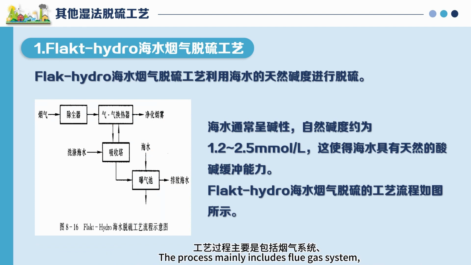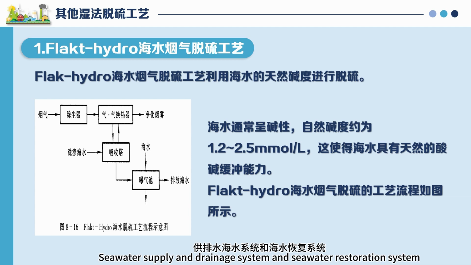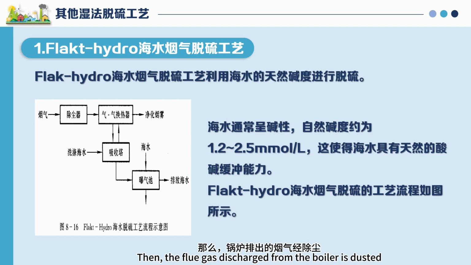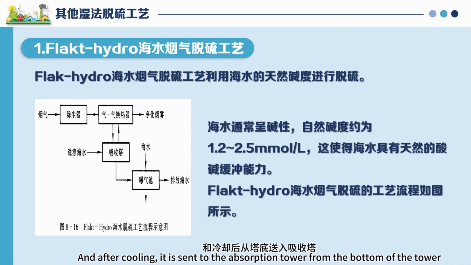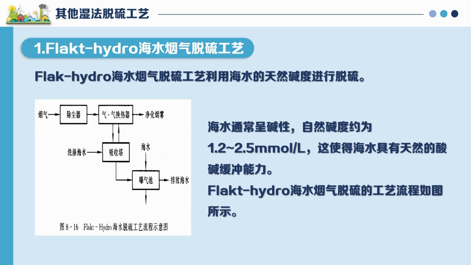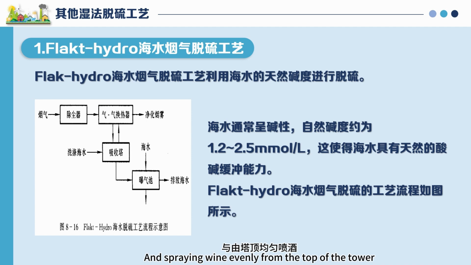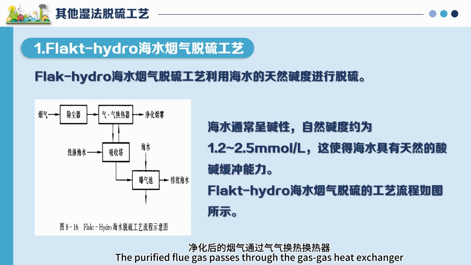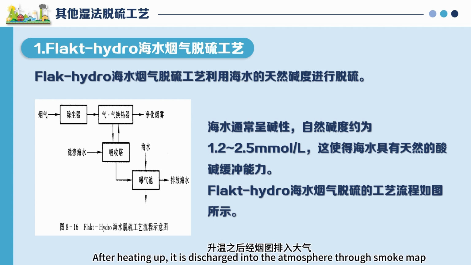The process mainly includes the flue gas system, seawater supply and drainage system, and seawater restoration system. The flue gas discharged from the boiler is dedusted, and after cooling, it is sent to the absorption tower from the bottom of the tower, with pure seawater sprayed evenly from the top of the tower, for full reverse contact. Seawater absorbs sulfur dioxide in flue gas to form sulfite ions. The purified flue gas passes through the gas-gas heat exchanger, and after heating up, it is discharged into the atmosphere through the chimney.